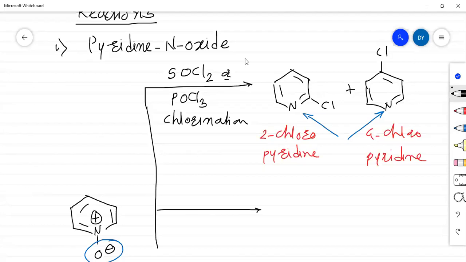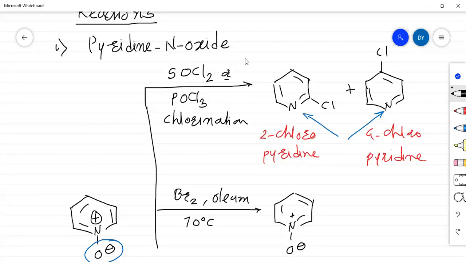Now another halogenation we are going to see here is bromination. Bromination is carried out with bromine in presence of oleum. Oleum means very concentrated sulfuric acid, and this reaction is carried out at 70 degrees Celsius. The product we get here is this one.